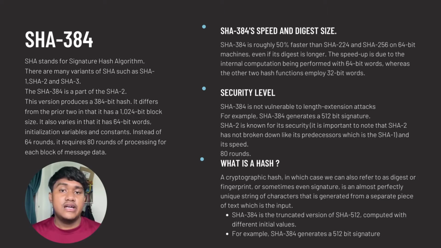And next is what is a hash. A cryptographic hash, which is also referred to as a digest or fingerprint, is an almost perfectly unique string of characters that is generated from a separate piece of text, which is the input. SHA-384 is a truncated version of SHA-512 computed with different initial values. For example, SHA-512 generates a 512-bit signature.